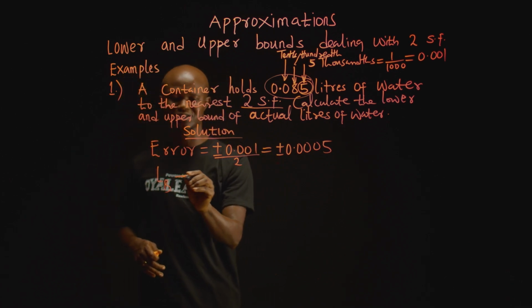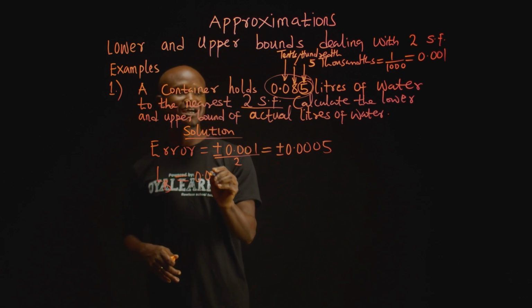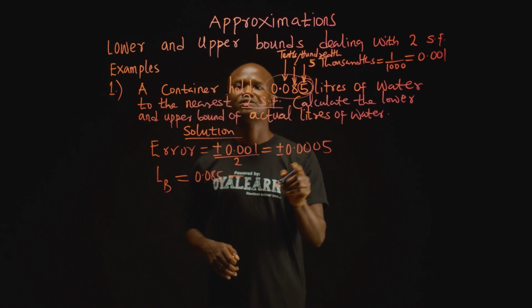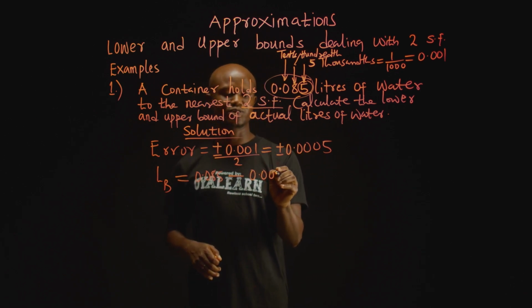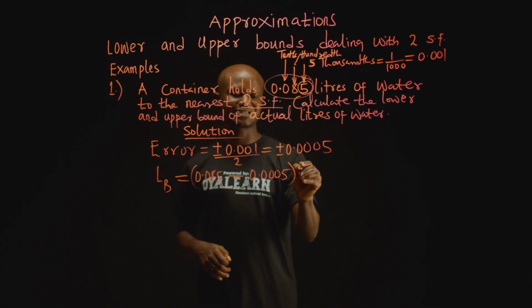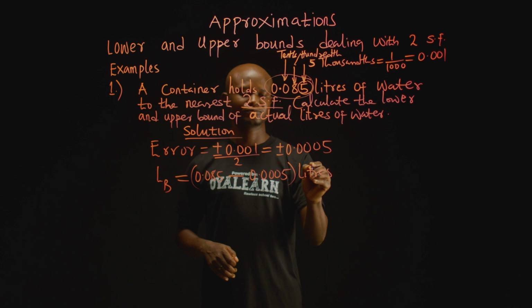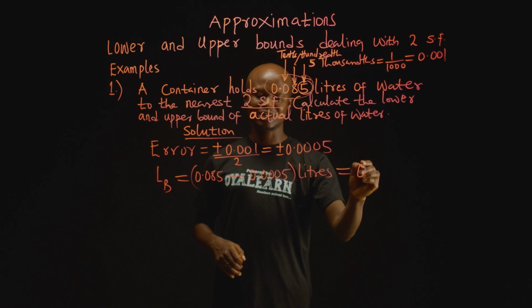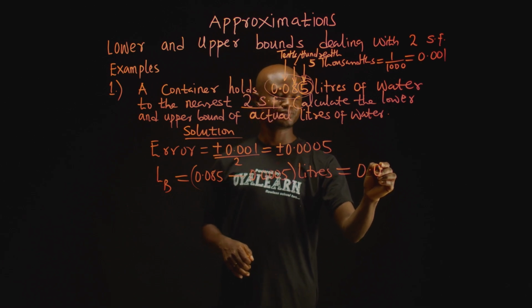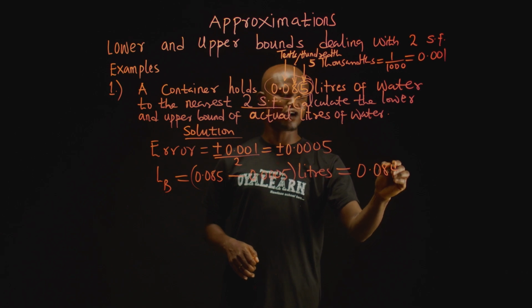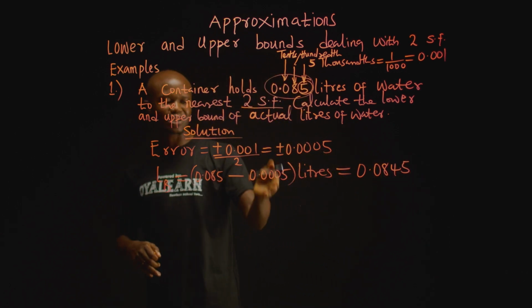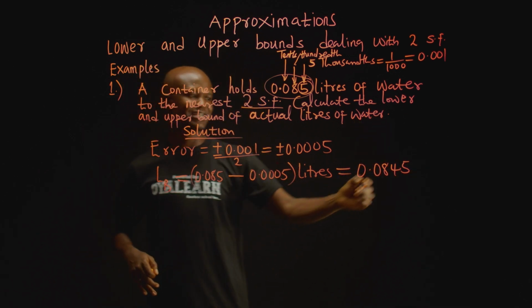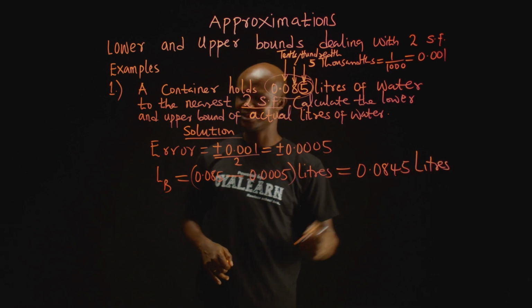So for us to get our lower and upper bound now, the lower bound, which is L subscript B, will be equal to 0.085 minus 0.0005, and that's in liters. And this will give us what? When you take away 0.0005 from this value, we have 0.0845 liters. That is the lower bound.